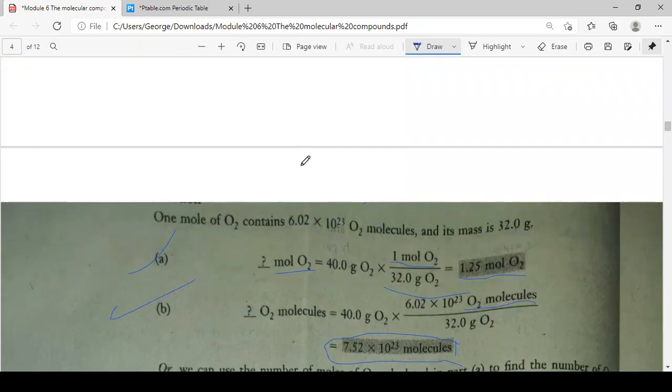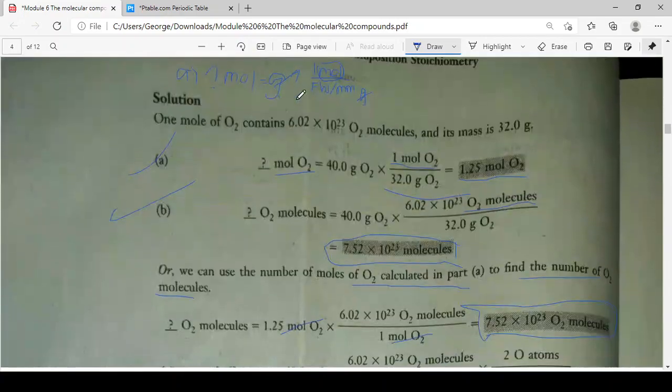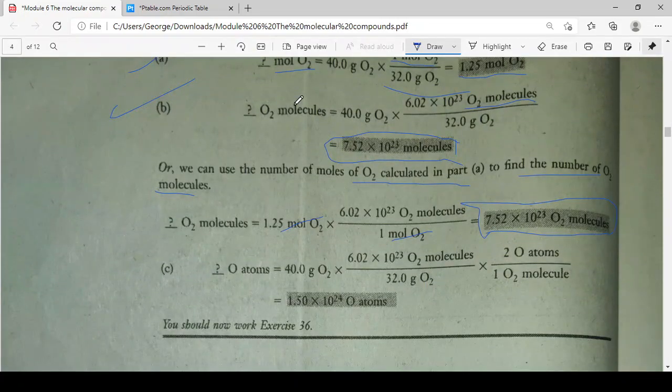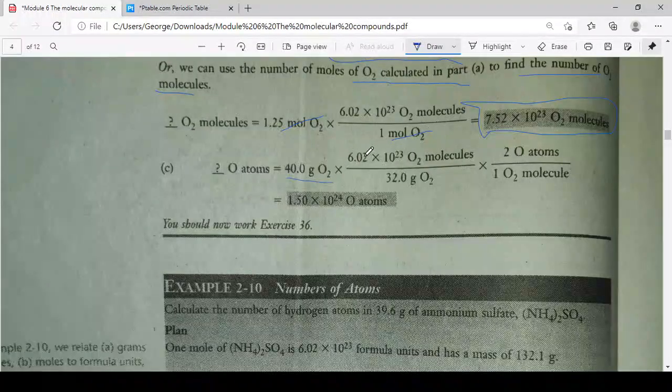And letter C. You are given 40 grams of your oxygen gas, your dioxygen at 25 degrees Celsius. So you are now finding your oxygen atoms. Again, your dioxygen is what we are finding. So you are given 40 grams of your dioxygen. Next, you just simply write your Avogadro's number on top. Here below is our formula weight or your molar mass.